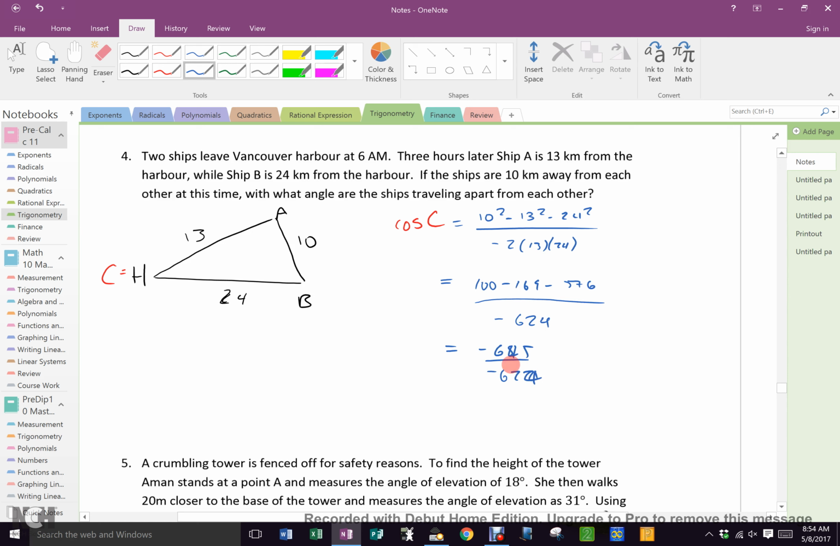That's a number bigger than 1, isn't it? Can cosines ever be bigger than 1? No. So what does that tell you about this situation? That it is an impossible triangle. You cannot have this set of parameters.